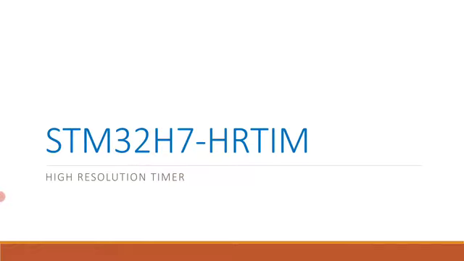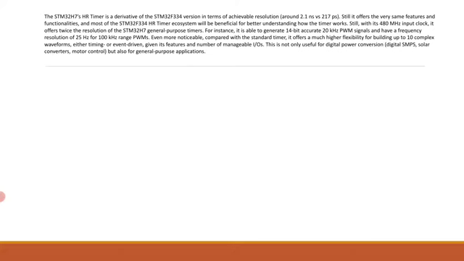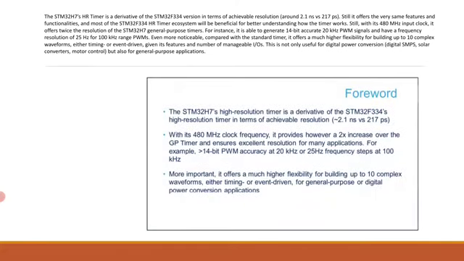STM32H7's HR timer, that is high resolution timer, is a derivative of the STM32F334 version in terms of achievable resolution, around 2.1 ns versus 217 ps. Still, it offers the very same features and functionalities, and most of the STM32F334 HR timer ecosystem will be beneficial for better understanding how the timer works. Still, with its 480 MHz input clock, it offers twice the resolution of the STM32H7 general purpose timers.